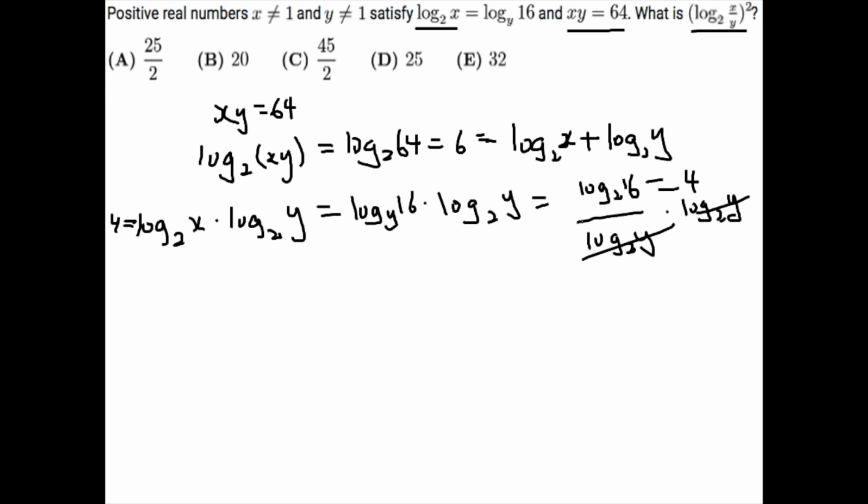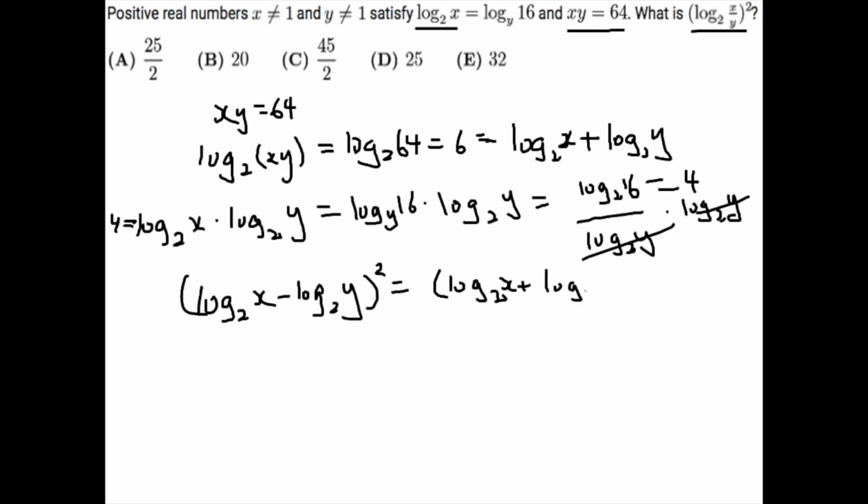So basically you have all the pieces of information you need to solve this problem, because log base 2 of x over y is log base 2 of x minus log base 2 of y. This is also a property of logs. And this is equal to log base 2 of x plus log base 2 of y, squared, minus 4 times log base 2 of x times log base 2 of y.